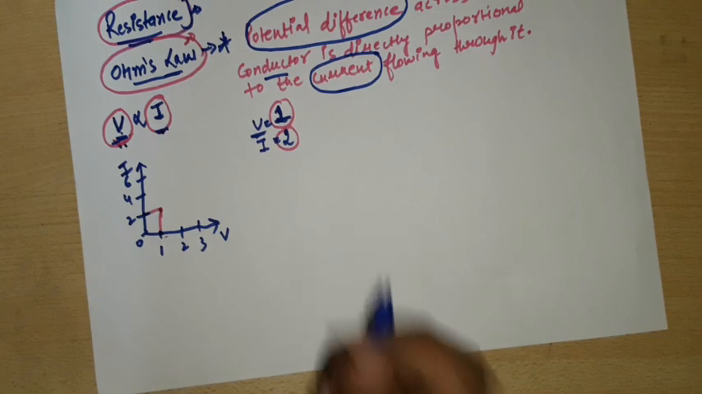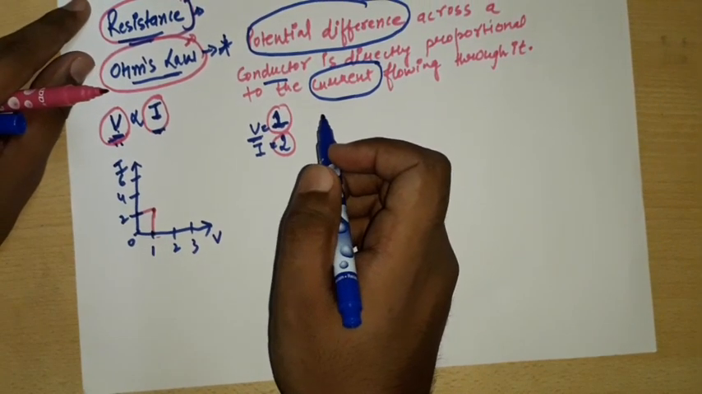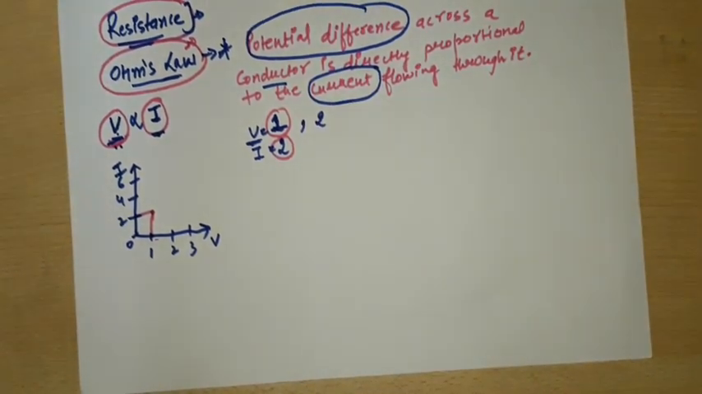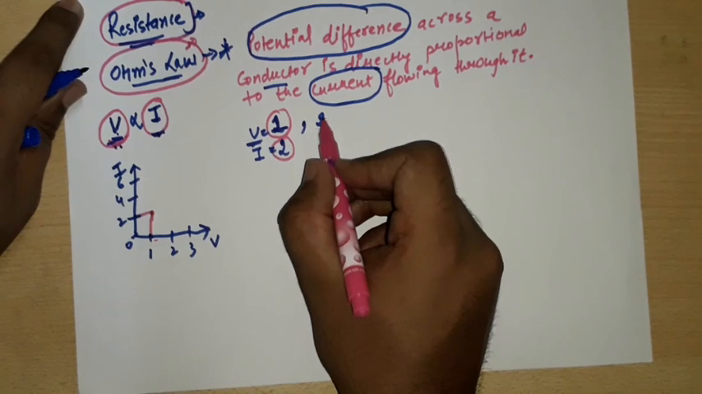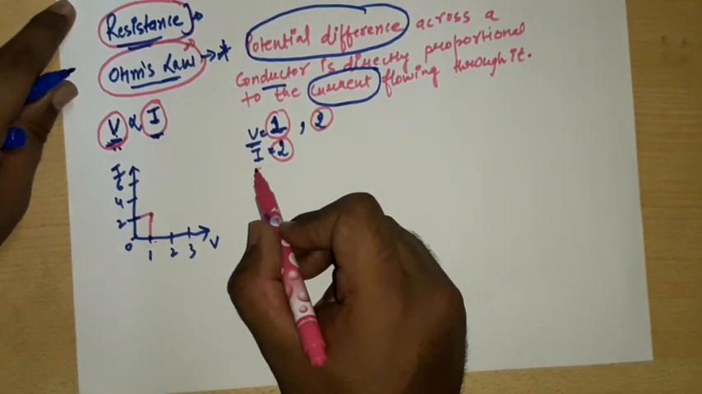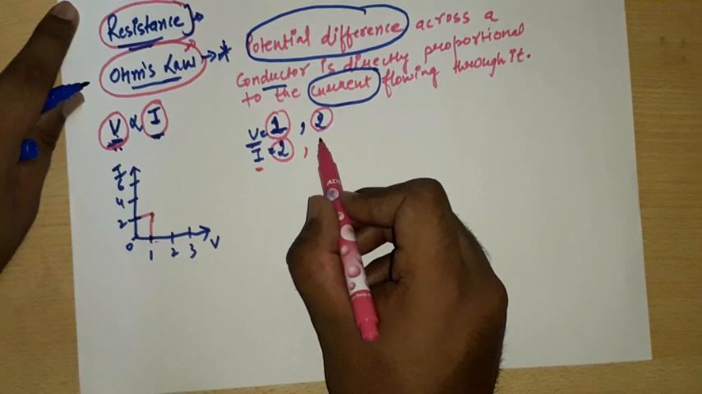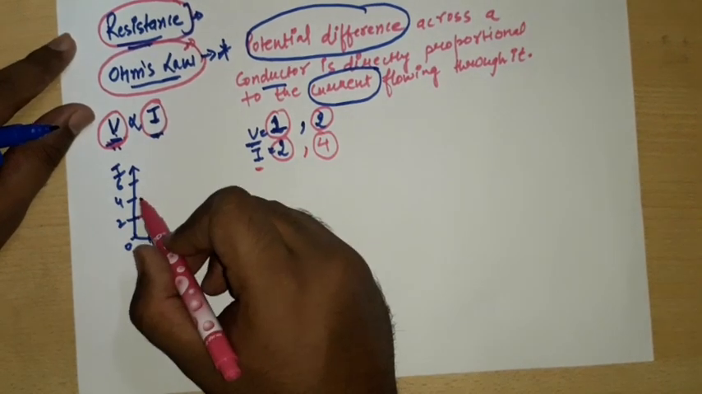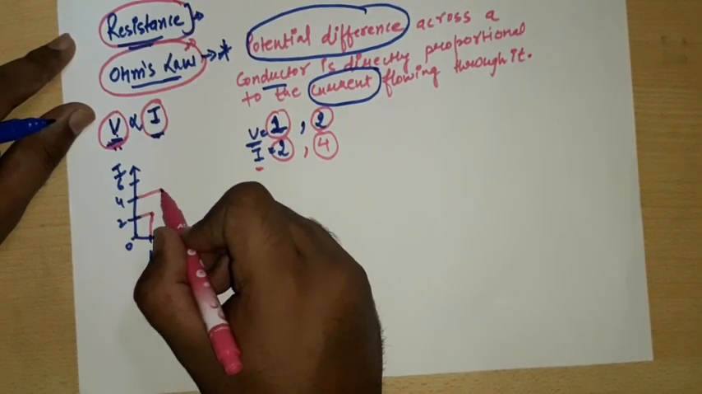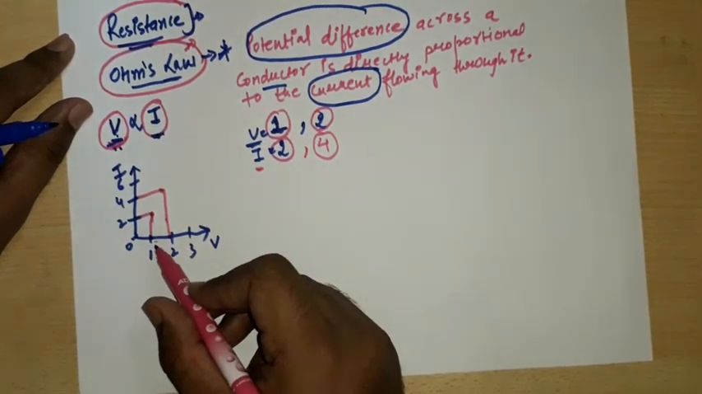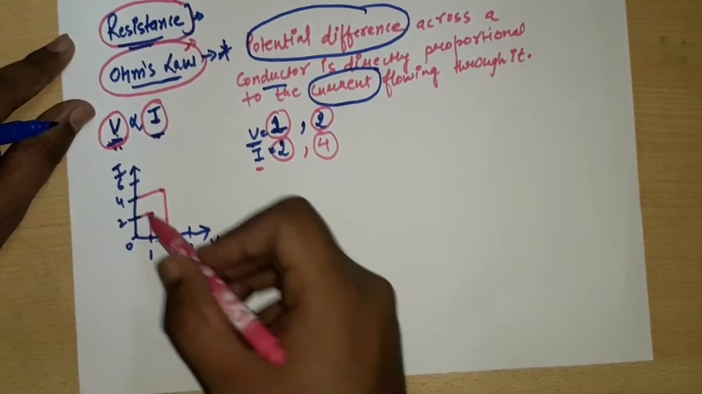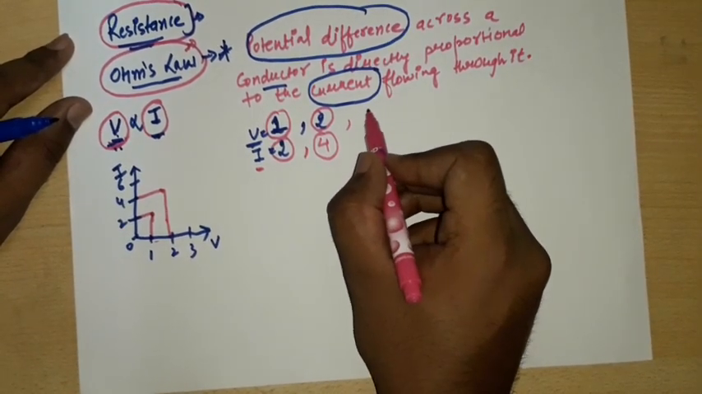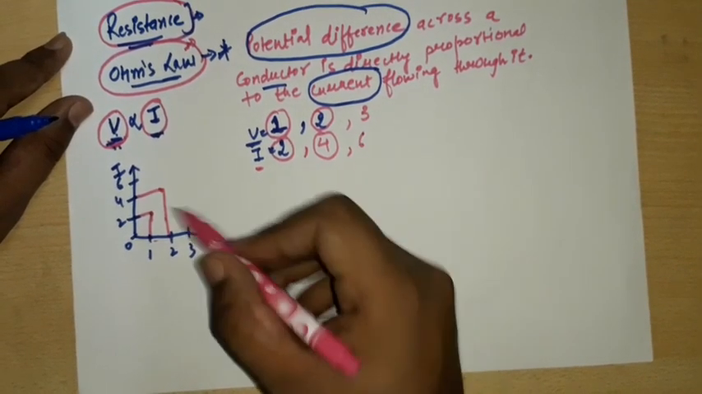If the value of V changes from 1 to 2, what we will observe is that the value of I will change automatically to 4, because it is directly proportional. As the potential difference got doubled, the current also gets doubled. If the value of V becomes 3, I will automatically become 6. It got thrice.